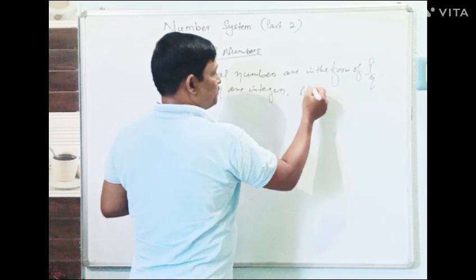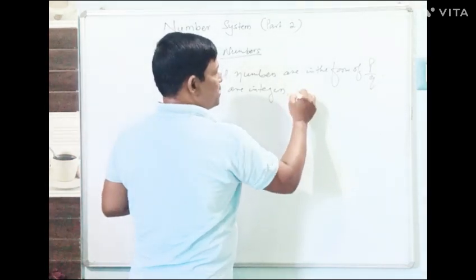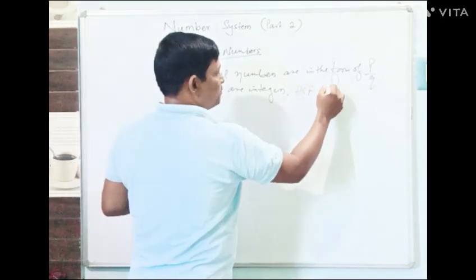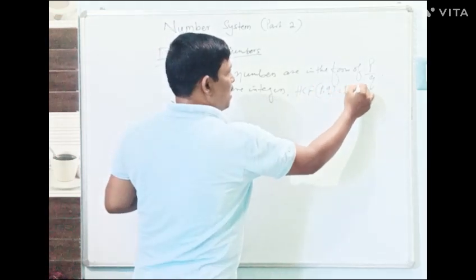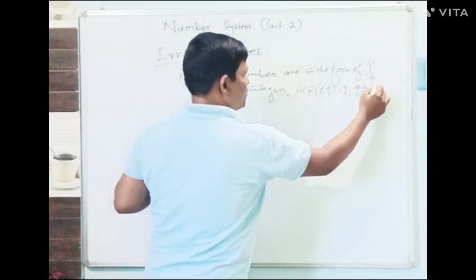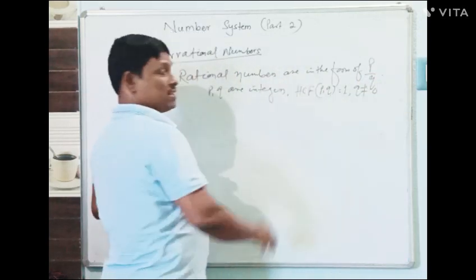p, q, and then the HCF of p and q equals 1, and q is not equal to 0. So this is the condition of rational numbers.